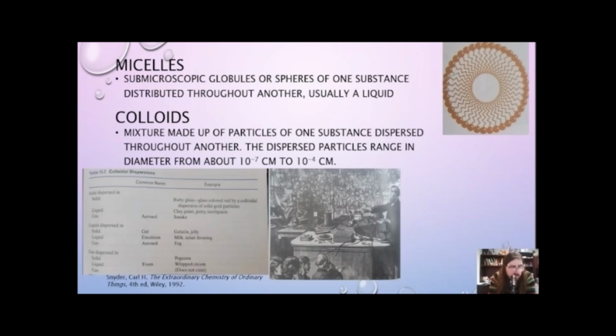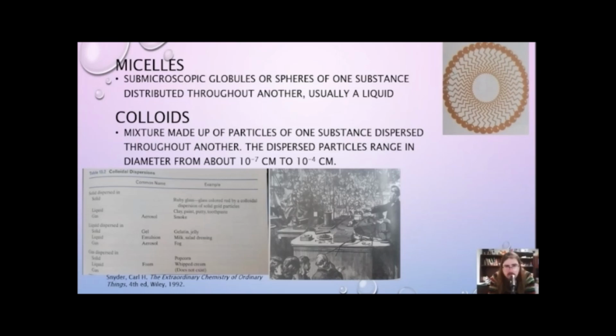This actually forms a colloid. Now, a colloid is just a mixture of particles of one substance dispersed through another, where the particle diameter is somewhere between 10 to the negative 7th and 10 to the negative 4th centimeters. Before you start wondering what that actually means, you have to remember most ions are about 10 to the negative 8th. So between somewhere like 10 times larger than an ion to several thousand times larger than an ion.